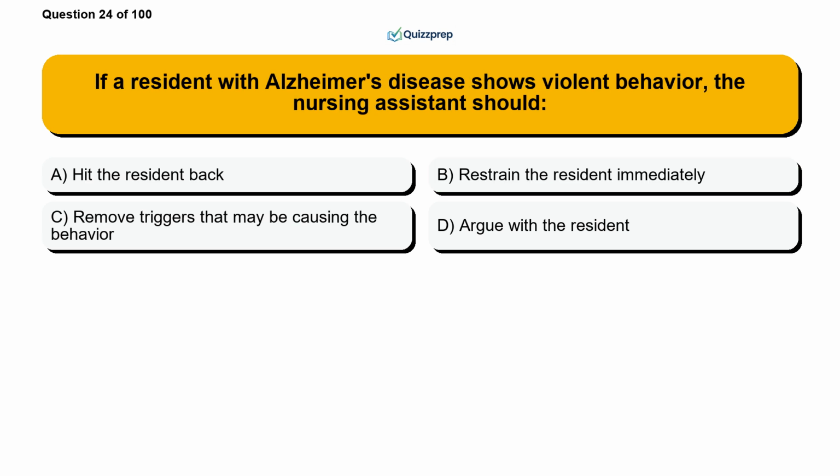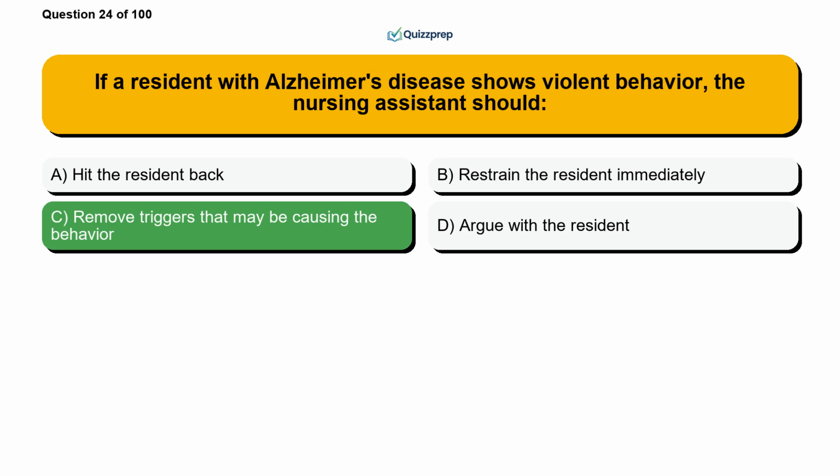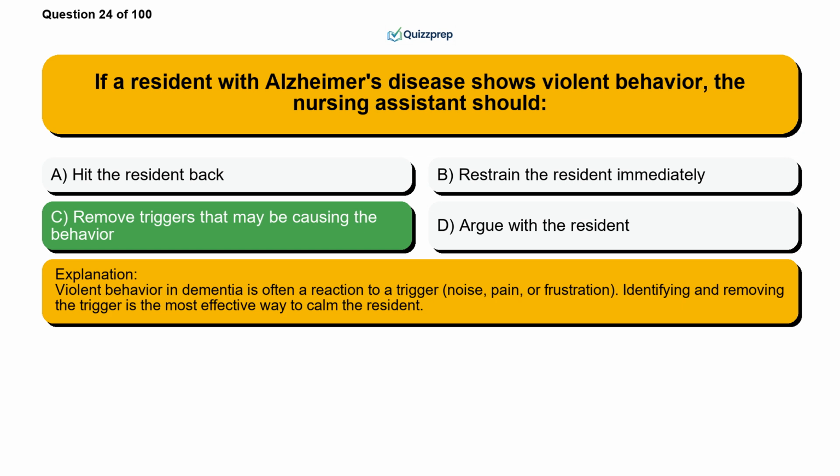If a resident with Alzheimer's disease shows violent behavior, the nursing assistant should: option A, hit the resident back; option B, restrain the resident immediately; option C, remove triggers that may be causing the behavior; option D, argue with the resident. The correct answer is option C, remove triggers that may be causing the behavior. Violent behavior in dementia is often a reaction to a trigger, noise, pain, or frustration. Identifying and removing the trigger is the most effective way to calm the resident.